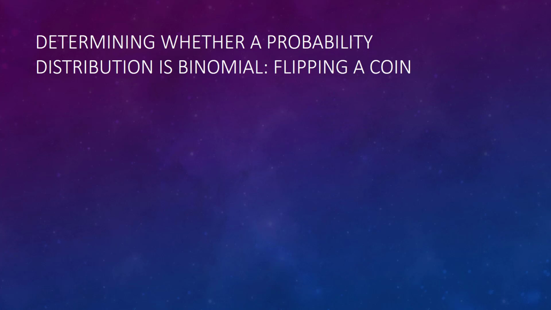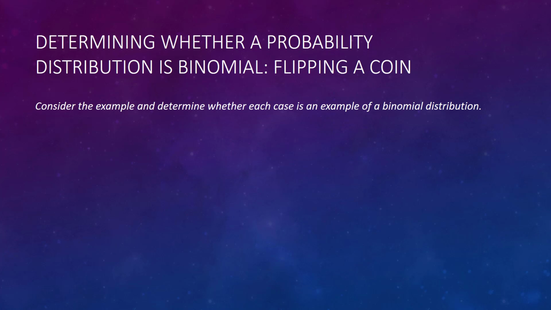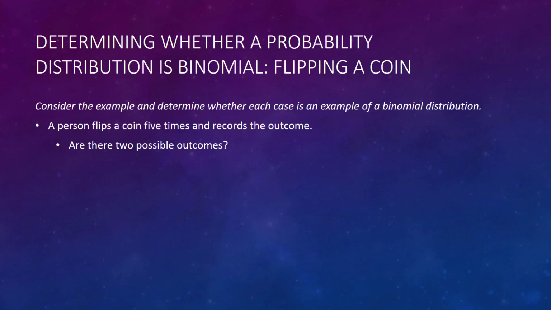Determining whether a probability distribution is binomial. Flipping a coin. Consider the example and determine whether each case is an example of a binomial distribution. A person flips the coin 5 times and records the outcome. Are there 2 possible outcomes? Yes, we can define success as getting heads and failure as getting tails. Or, of course, we could do it the other way around. It doesn't matter. The important thing is that there are only 2 possible outcomes.